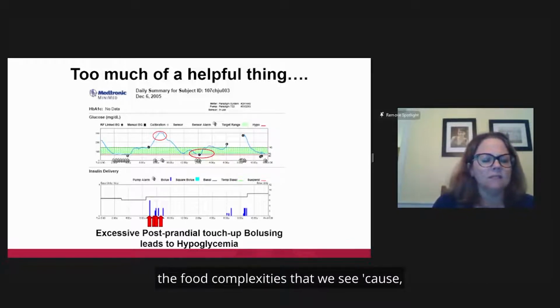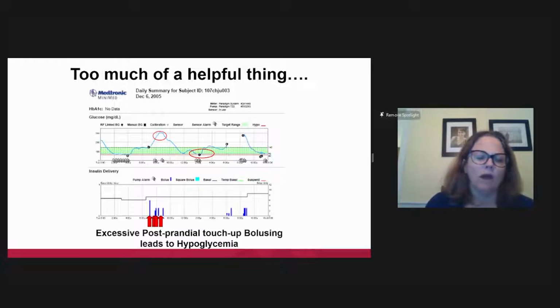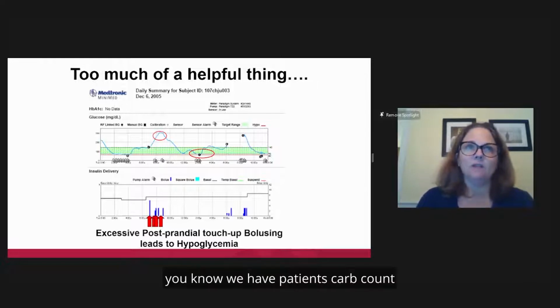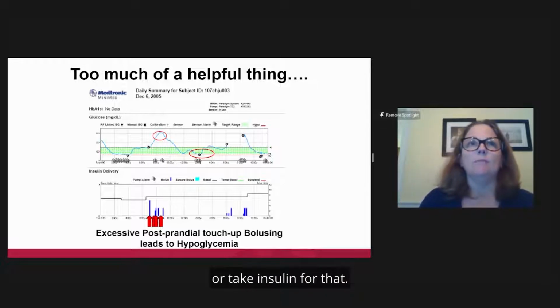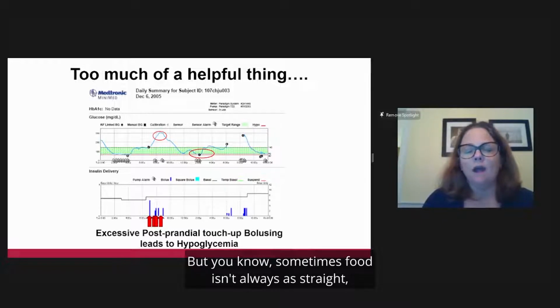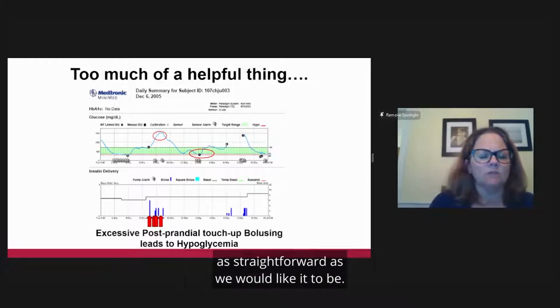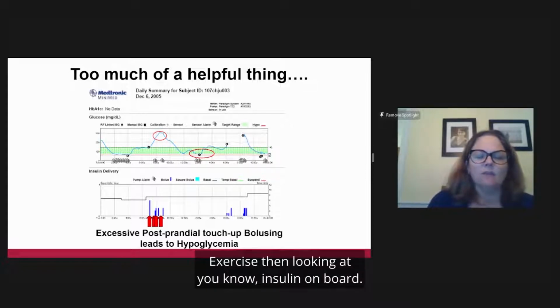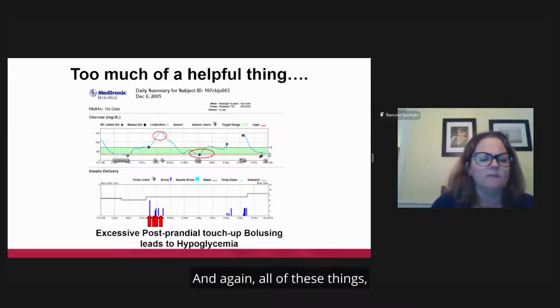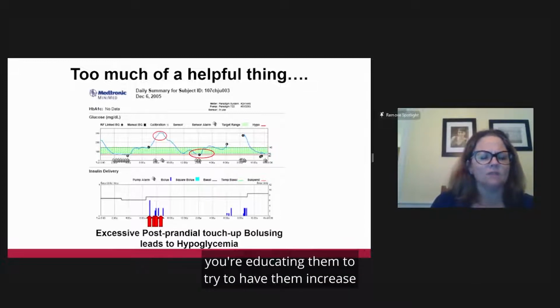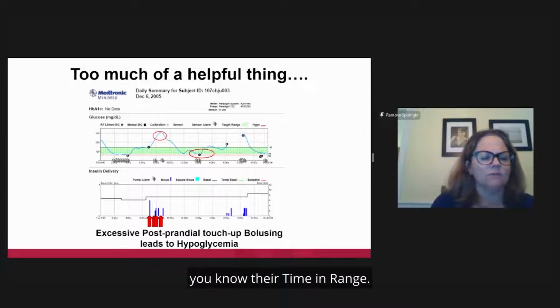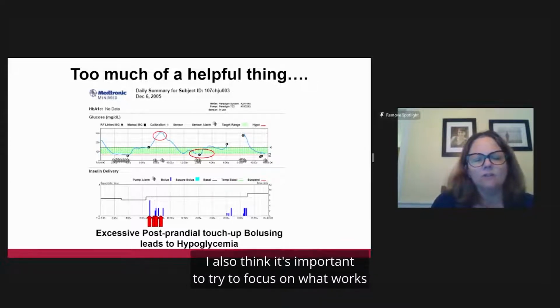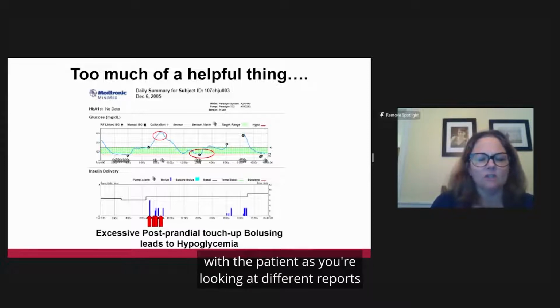The food complexities that we see, because, as we have patients carb count or take insulin for that, sometimes food isn't always as straightforward as we would like it to be. Exercise, then looking at insulin on board. And again, all of these things, you're educating them to try to increase their time in range.